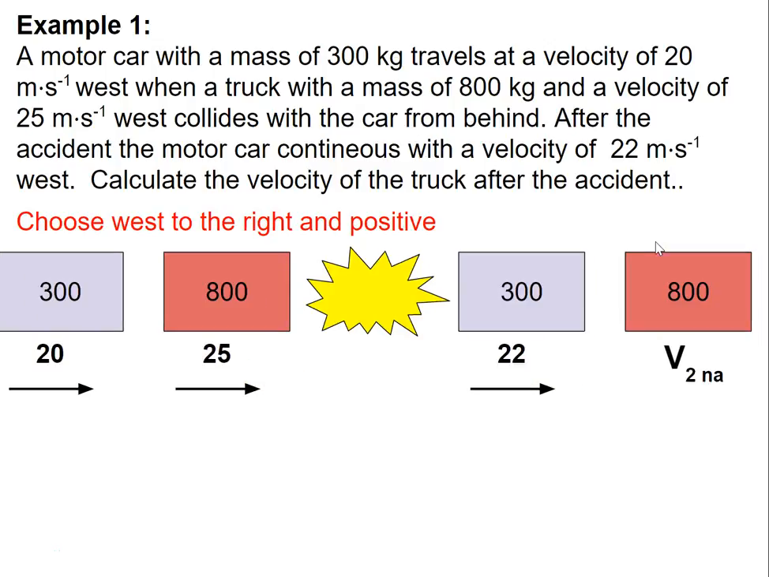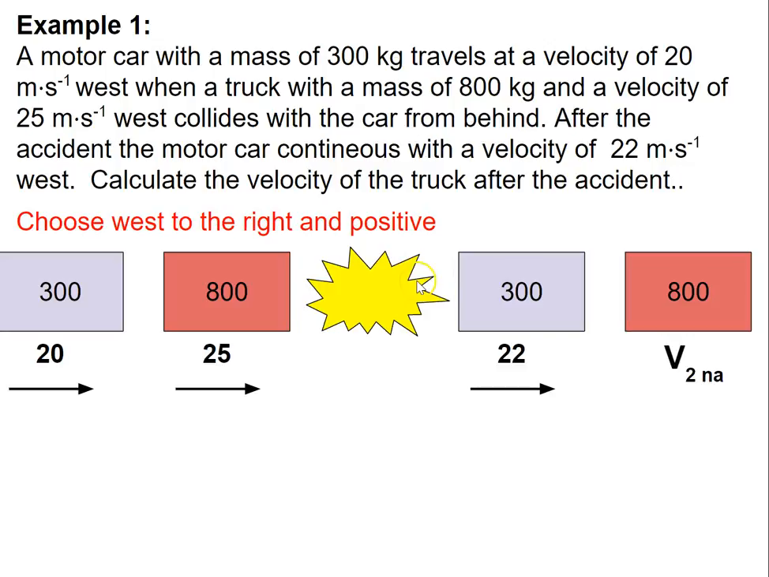Okay, so if I fill in all the values, my diagram starts looking like this. Initially, my car traveled at 20 meters per second west. That is what this information is saying. And the truck, with a mass of 800, is traveling at 25 meters per second west. Okay, so these are my two bodies. I can see my truck is coming from behind. It's going to have a greater mass. This is just a representation. This is not how the car is looking on the road. This is just my two bodies.